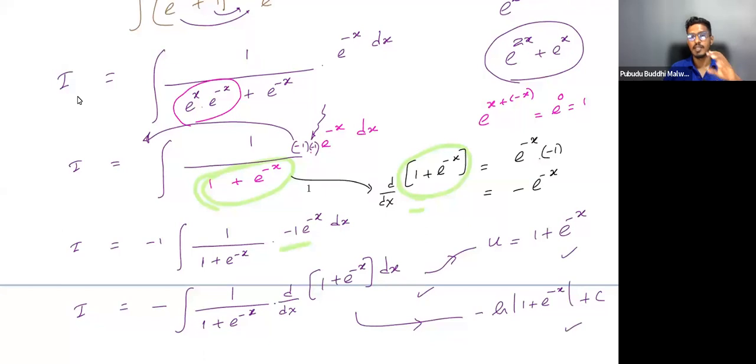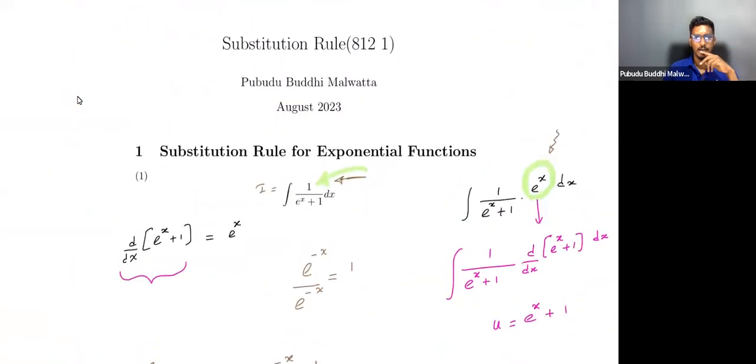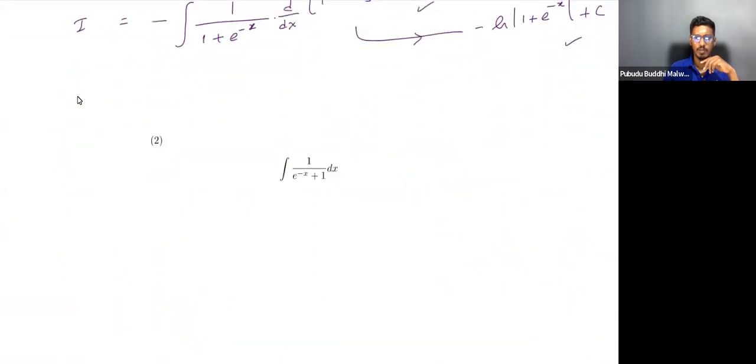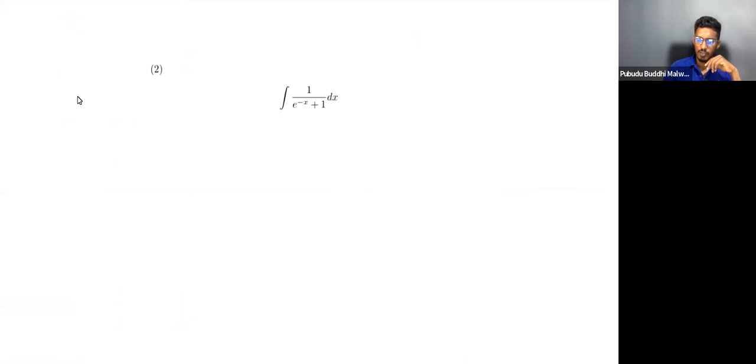It's about creating that form. Similarly, I believe you can try this problem also. Maybe for this one, multiply both numerator and denominator by exponential x.